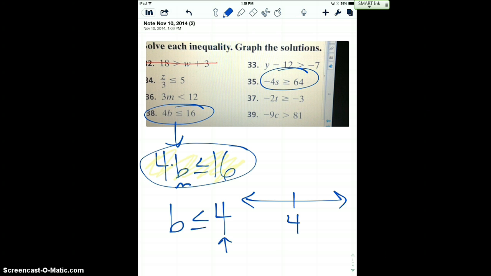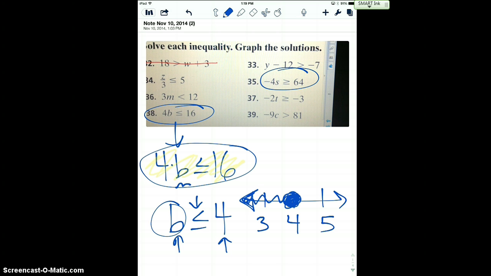There's 4, and I go 1 up from that, 1 down from that. Use a closed dot because it can equal 4. I can not only see it, but it can be it. That's a good one. And then my solutions are supposed to be less than or equal to 4. So they're going to exist over here.